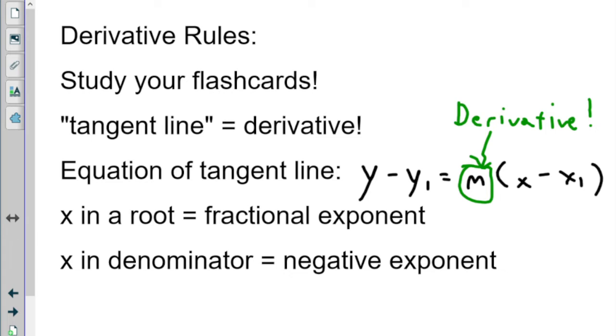X in a square root or cube root becomes a fraction. X in the denominator becomes a negative exponent. So square root of x is x to the 1/2. 1 over x squared is x to the negative second. So make sure you don't mix those up.